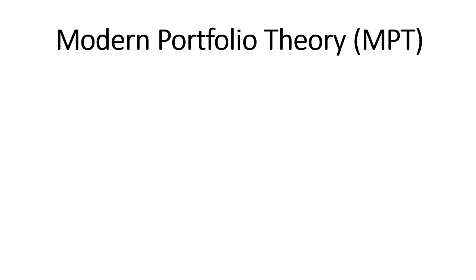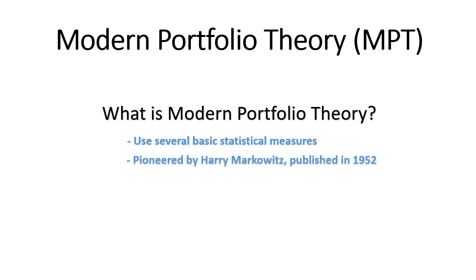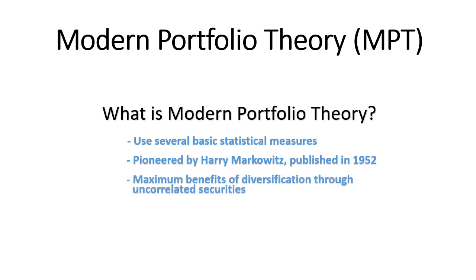Modern portfolio theory, MPT, on the other hand, uses several basic statistical measures to construct or develop a portfolio plan. Harry Markowitz pioneered this theory in his paper Portfolio Selection, which was published in the Journal of Finance in 1952. He was later awarded a Nobel Prize for his work on modern portfolio theory. According to MPT, the maximum benefits of diversification occur when investors can find securities that are relatively uncorrelated and put those securities together in a portfolio.